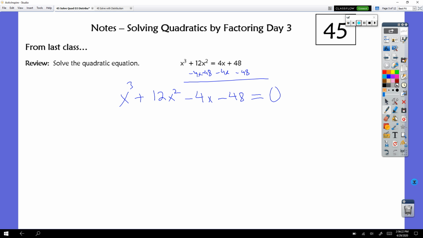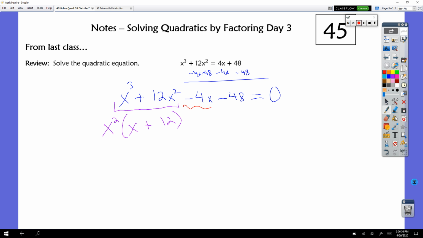Now I'm going to count up my terms. So I've got 1, 2, 3, 4 terms on the left-hand side, and that gives me a clue to do factoring by grouping. Looking at the first two terms, I'm going to take out what's common to those two. So I'm going to look at x cubed plus 12x squared. The thing that goes into both of those terms is x squared. So that's our expression that we're going to factor out, and we're going to have an x plus 12 left over.